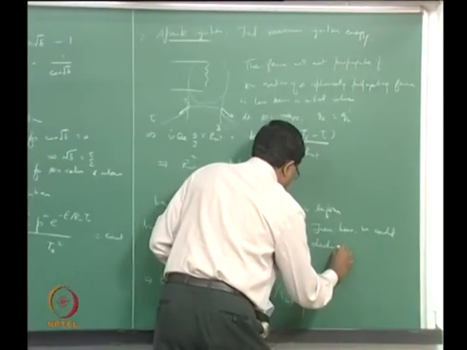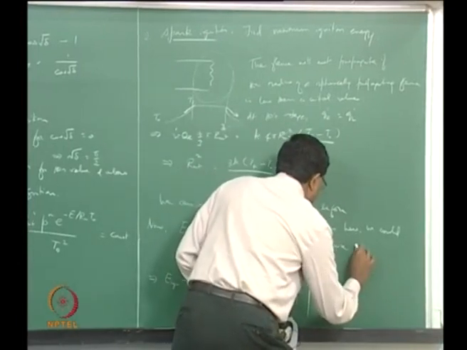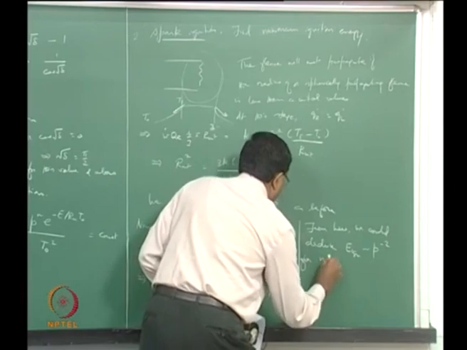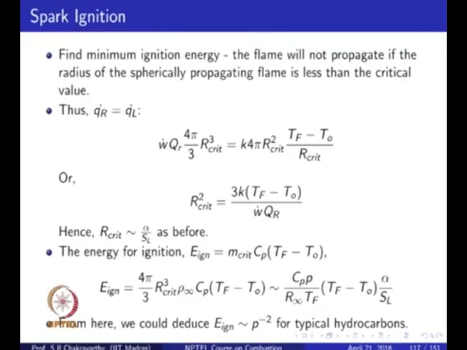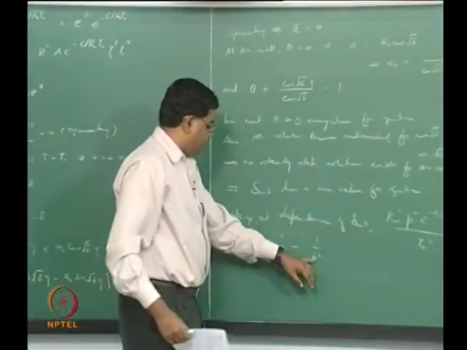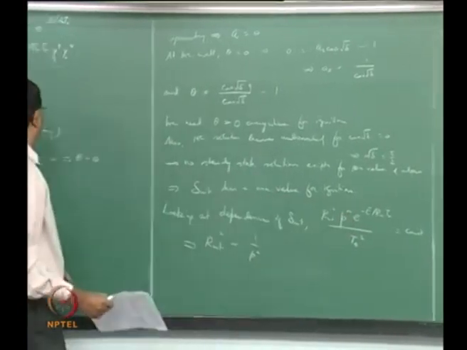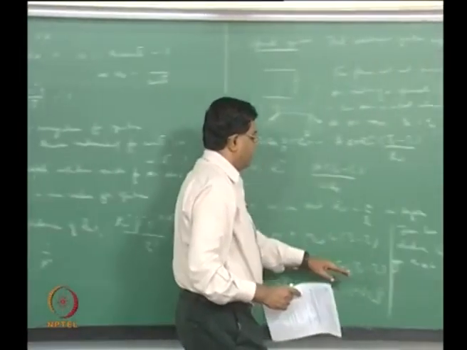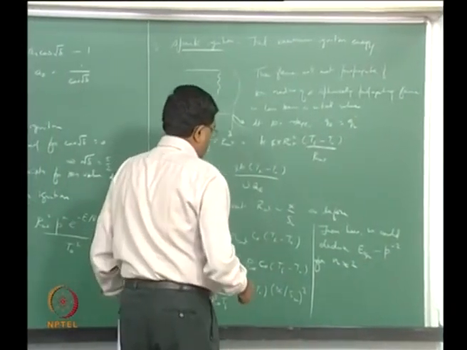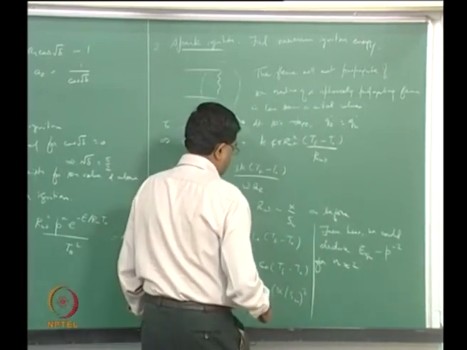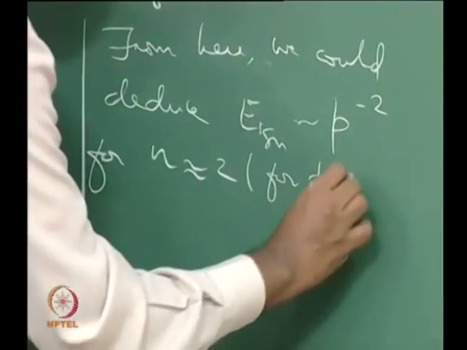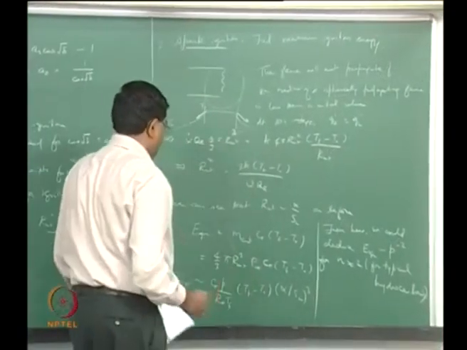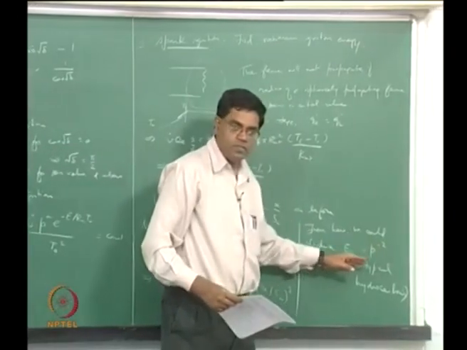we could deduce that E ignition goes as P to the minus 2 for N approximately equal to 2. This is for, if you now go back here, you are talking about P to the N. N is the order of the reaction. That means if you are looking at a global reaction with a law of mass action like this, it is essentially P plus Q. So N equal to 2 is the order of the reaction. If you now plug that in there for the SL dependence on pressure, you should now get this, taking other pressure dependences in this expression into account, and this is for typical hydrocarbons. And this actually pretty much gives a good dependence compared to experiments.